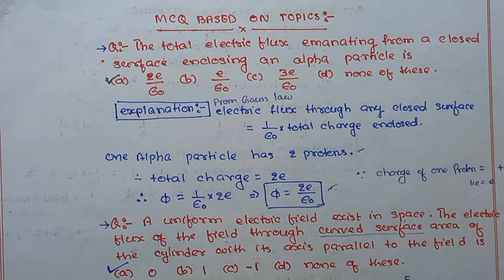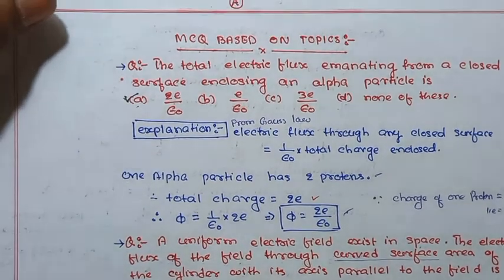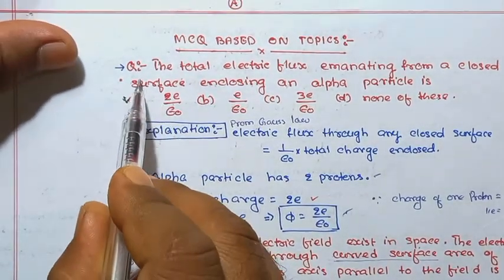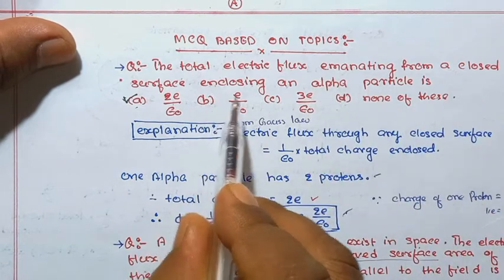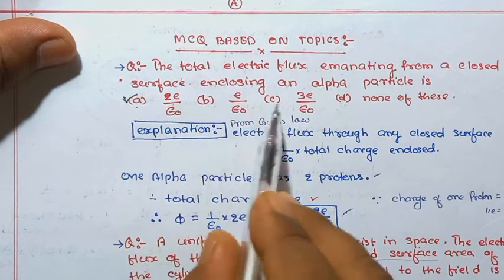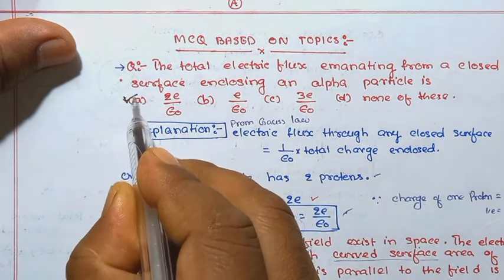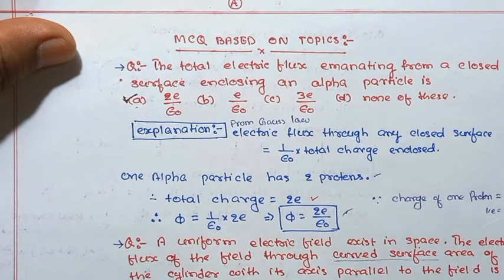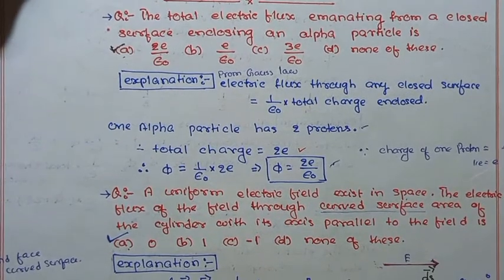फिजिक्स का थ्योरी समझने में जो डिफिकल्टी होता है उसे दूर करेंगे और न्यूमेरिकल कैसे इजीली सॉल्व करेंगे उसे बताएंगे। टुडे विल सॉल्व एमसीक्यू। सो फर्स्ट क्वेश्चन इज द टोटल इलेक्ट्रिक फ्लक्स emanating from a closed surface enclosing an alpha particle is, option given A, B, C, D. So here option A is correct. Now we'll go for detailed explanation.